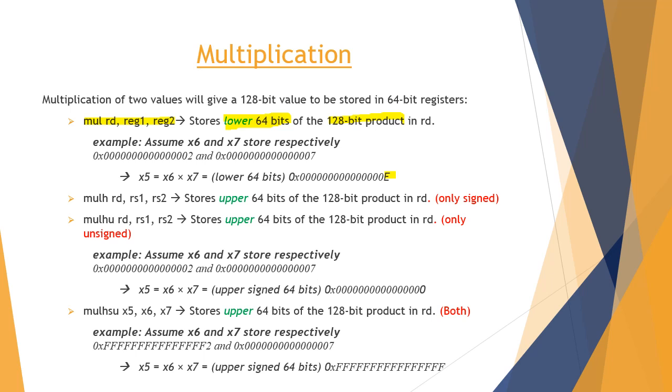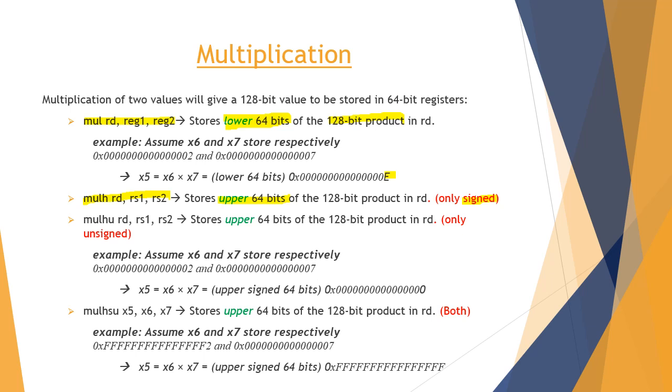There's also the mulh of similar format, and this is similar, but it will store the upper 64 bits. And here, it only works for signed. It will take in consideration the sign of the number.